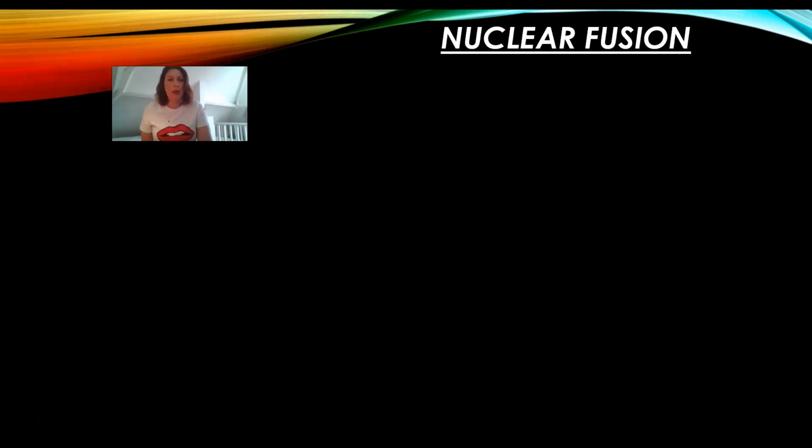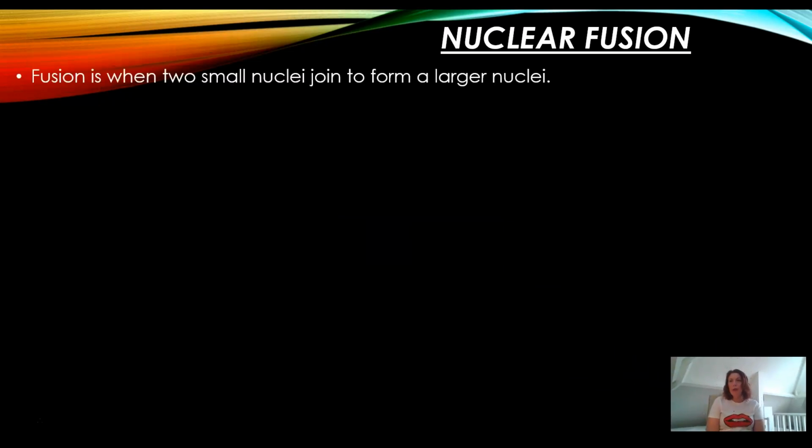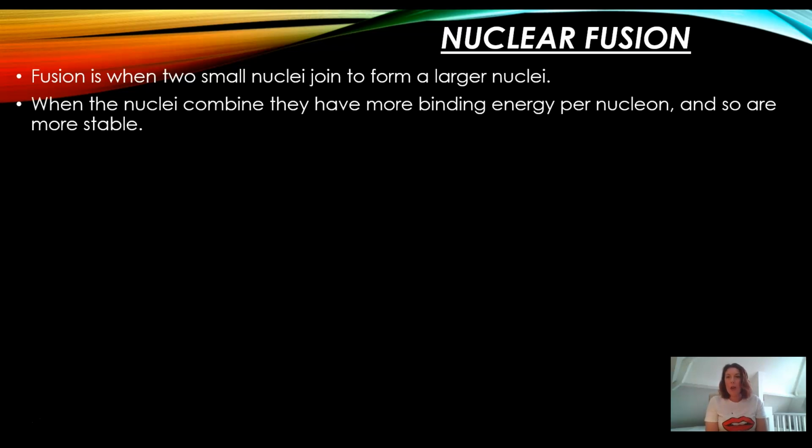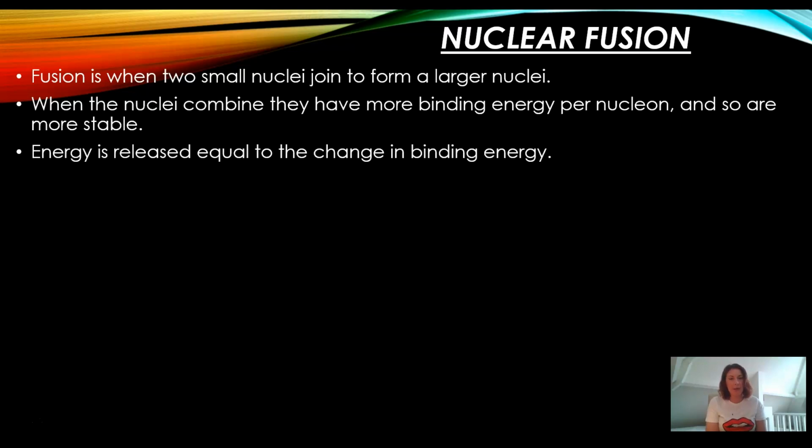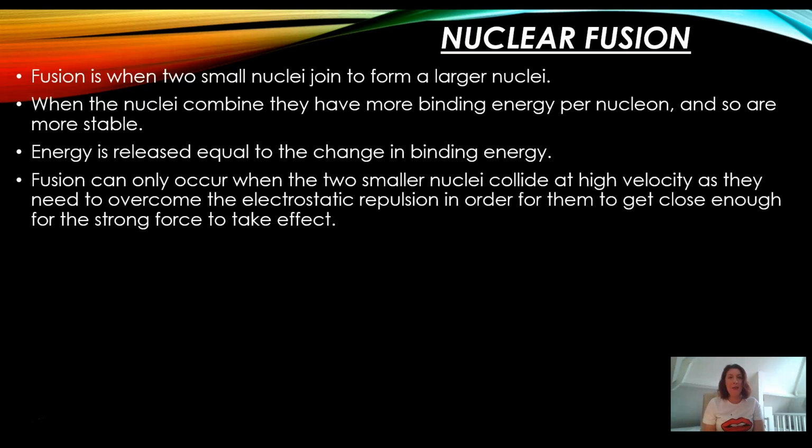So that was nuclear fission. We go into more about what actually happens in a nuclear reactor next lesson. But in nuclear fusion, rather than having a large nucleus that has a low binding energy per nucleon splitting into 2 small ones, which is fission, you're on the other side of the graph and you have small nuclei that increase their binding energy per nucleon by getting bigger, up to iron. So fusion is when 2 small nuclei join together to form a large nucleus. When the nuclei combine, they have more binding energy per nucleon and so are more stable. And the energy released is equal to the change in binding energy, exactly the same as fission.